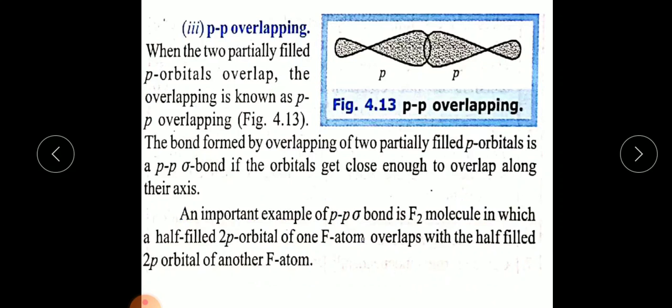Similarly, the last type of overlapping is pp overlapping. In pp overlapping, we have two p orbitals which overlap with each other. So when two partially filled p orbitals overlap, the overlapping is known as pp overlapping. And you can find such a pp sigma bond in the fluorine molecule.